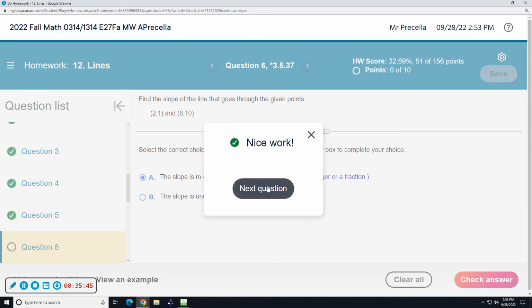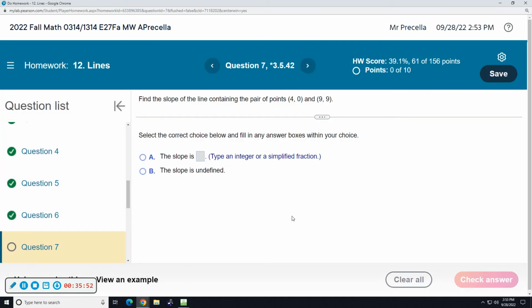Okay. Any questions there? Okay. Number 7. I think there's 3 of these. Same instructions. Find the slope of the line passing through the points. Here it's 4, 0 and 9, 9.